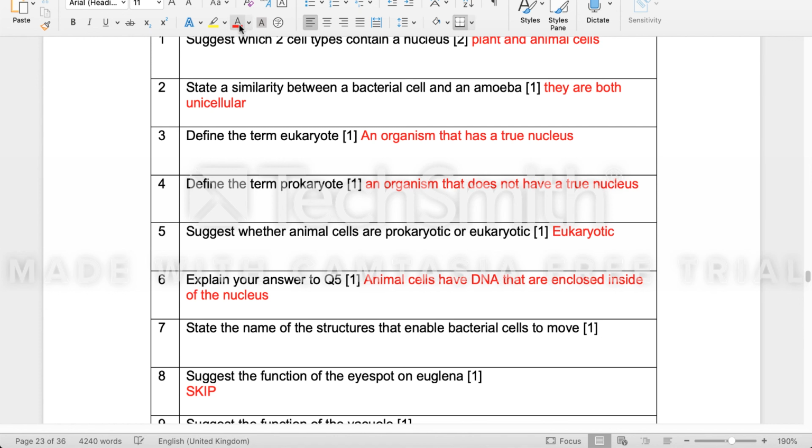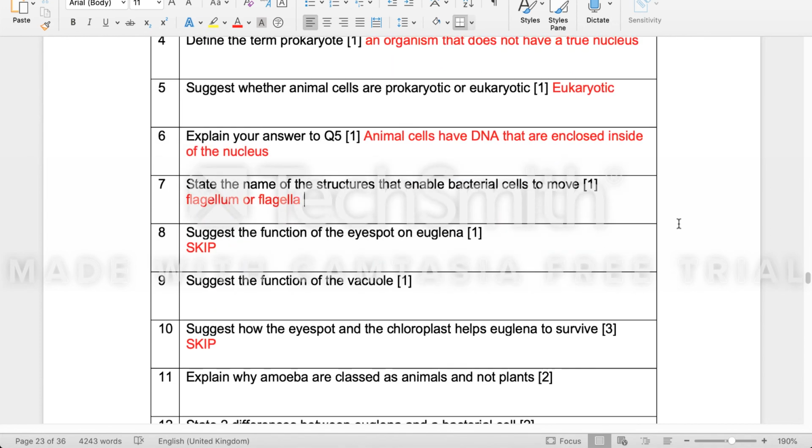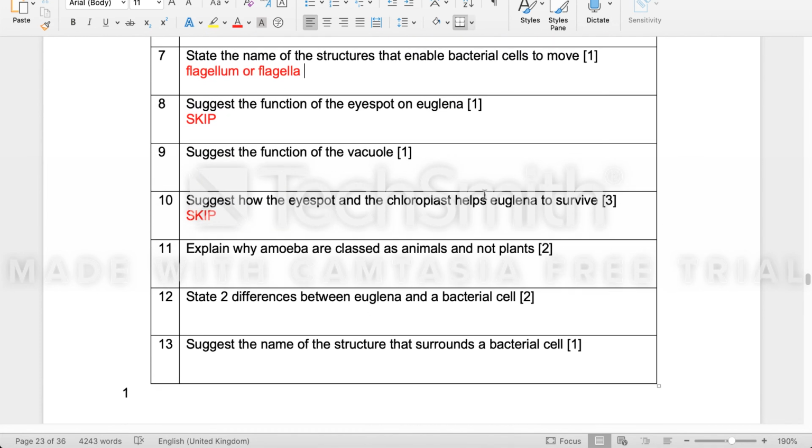Number 7, state the name of the structures that enable bacterial cells to move. So this one, you could either put flagellum or flagella. Okay. Either or works because they're both the same thing, just singular and plural. All right, moving on to number 9. Suggest the function of the vacuole. So the vacuole in plant cells are kind of like storage units, as you remember. So I'm going to put to store food like cell sap.